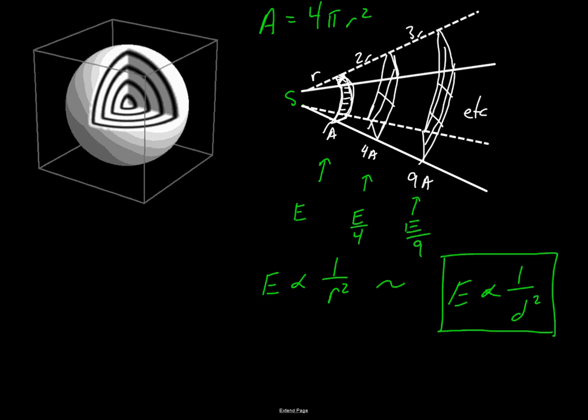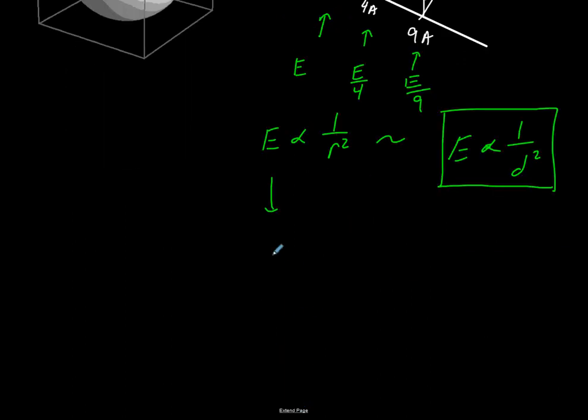So if that's true of energy, and the waves are always traveling at the same speed, we can say the same thing for intensity. Intensity drops off as the square of the distance, okay? And there we go.